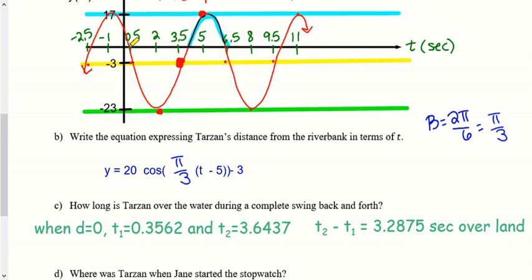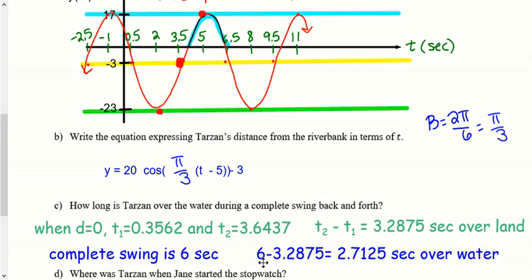So the difference between them was 3.2, but remember that was this part of the graph right here. So he was over land during that part. So if I want to find over water, it would be a 6 for the complete swing minus the part where I was over the land, the 3.2 seconds, to give me 2.7125 seconds over the water. The other thing I could have done is use these two t values and subtract them. But this one was past the first 6 seconds, so I didn't. Again, anytime you're logically finding the distance between those two times, you should be good to go.